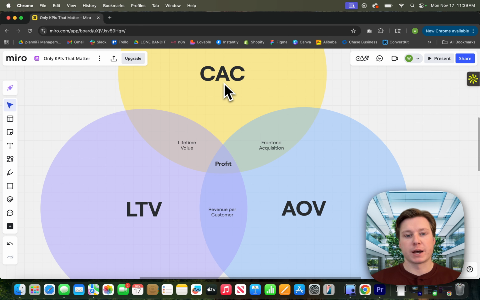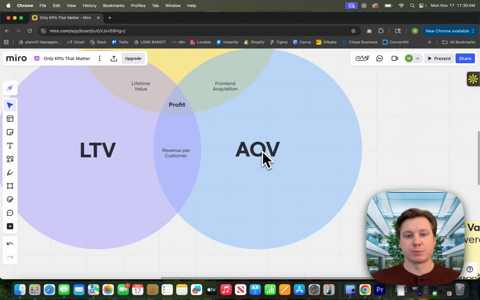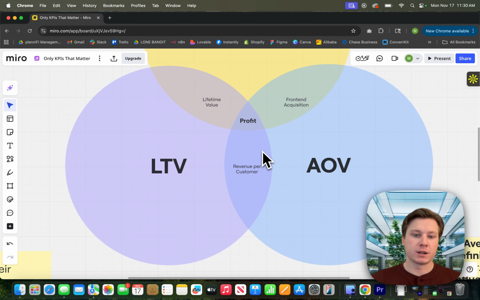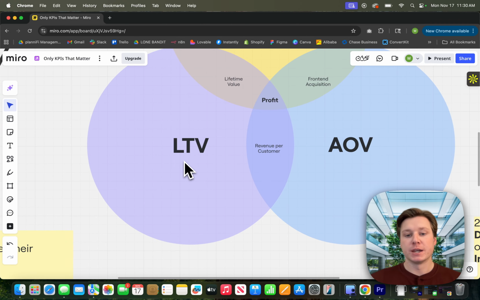Again, this one is influenced by creative volume, creative diversity, just having good ads, and a generally good funnel. This one's by having a good offer, getting as much out of the customer on that first order as you can. And then LTV comes into play when it's the life cycle of your customer. How long do they stay? How much do they spend with you?